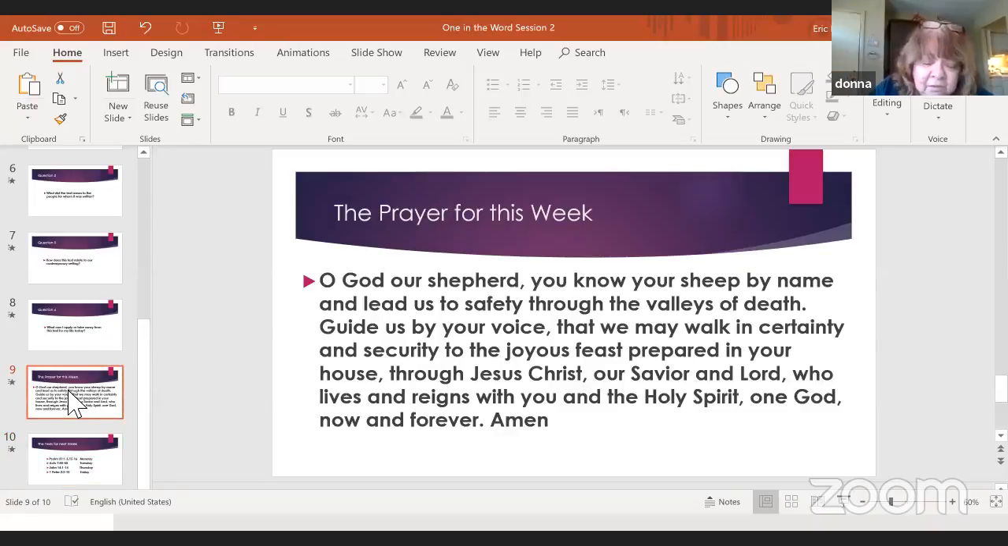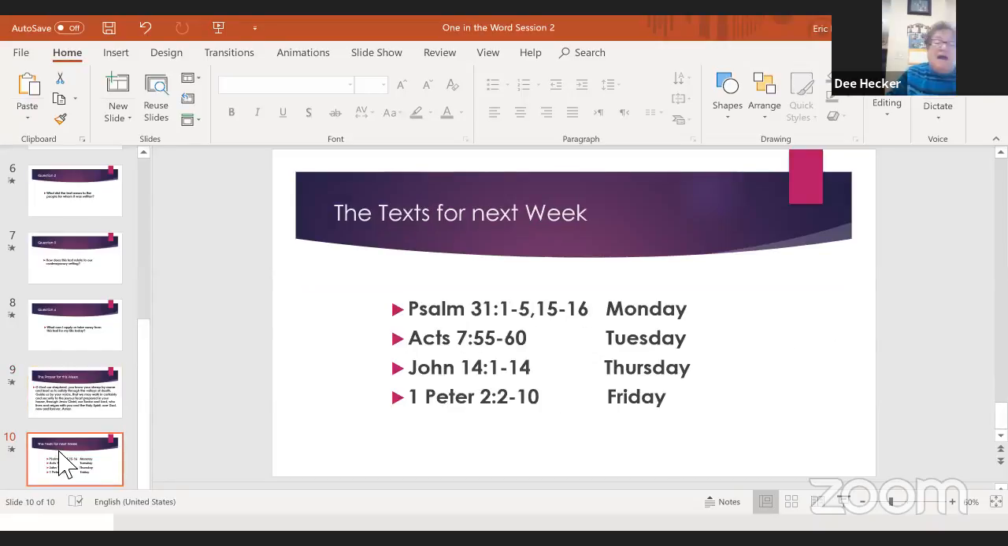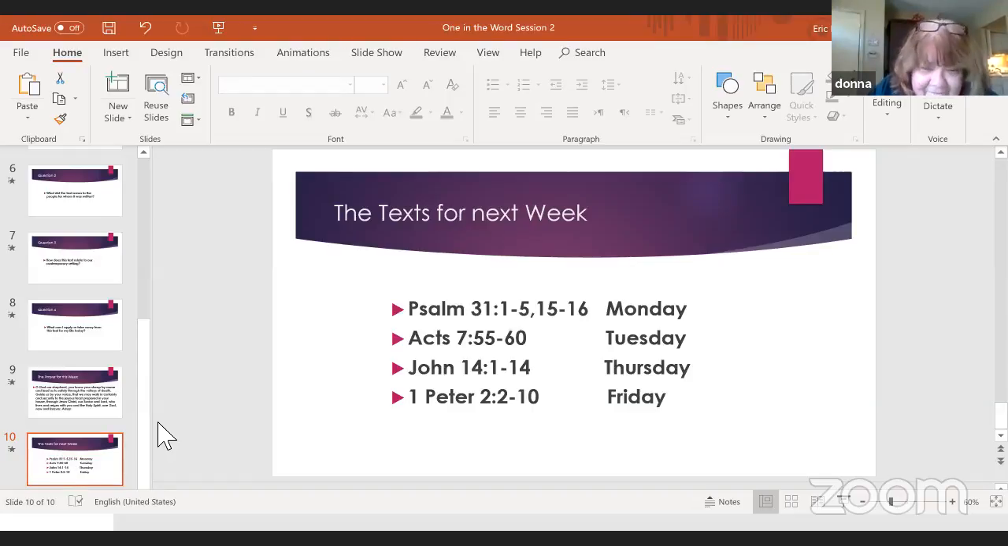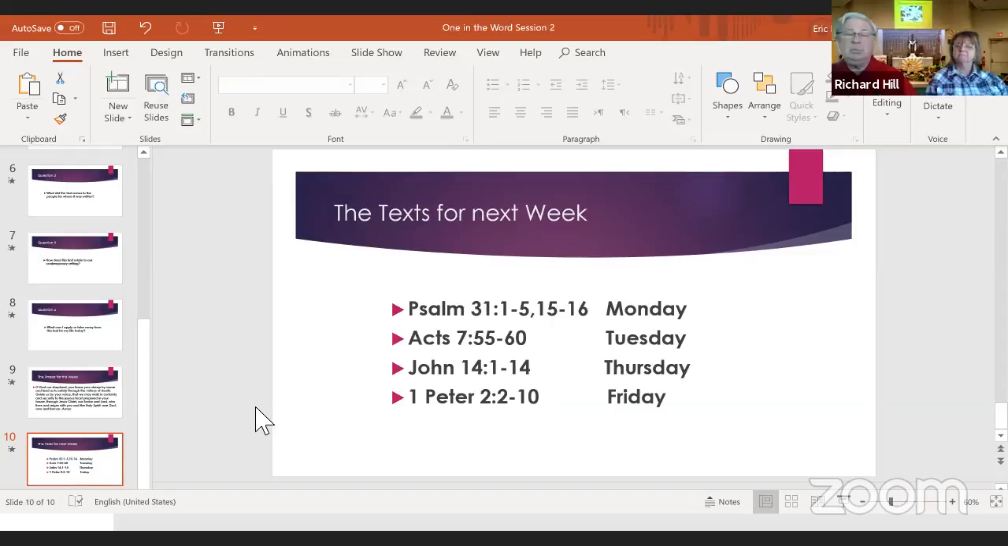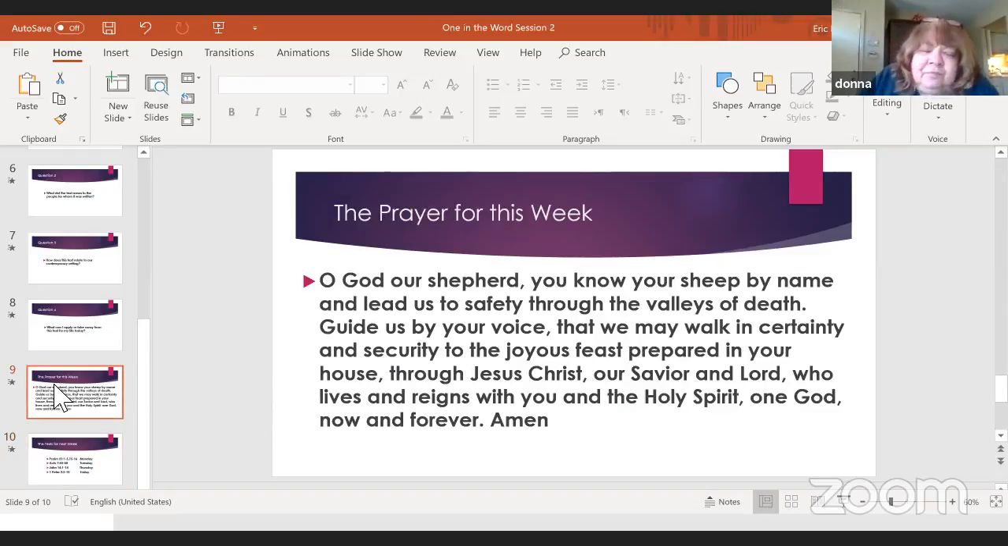Wait, put that back. I was writing it down. Psalm 31, 1-5 and 15. I'm going Thursday and Friday. John 14, 1-14. I see it. Yeah, it's another one of those texts that we often hear at funerals. And then 1 Peter 2:2. I guess that's the way I said it.